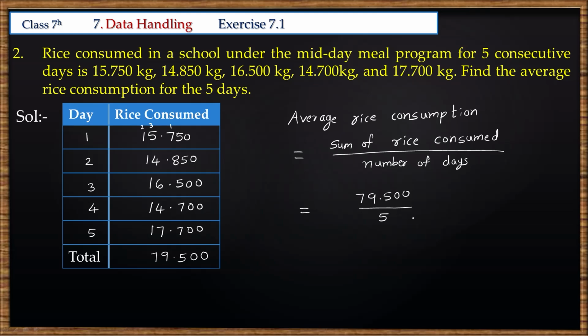So cancel in the 5 table. 5 1s are 5. 5 1s are 5. Remainder 2, 29. 5 5s are 25. Remainder will be 4. You put decimal point, 45 will become, 5 9s are 45. 5 0s are 0. 5 0s are 0. So that is equal to 15.900 kgs. This is the answer.